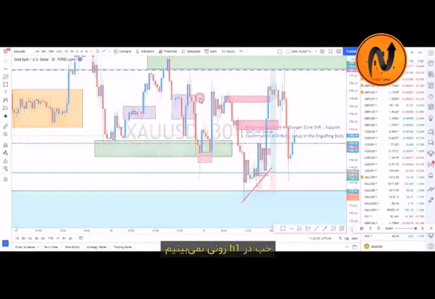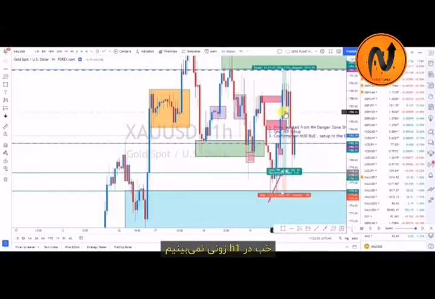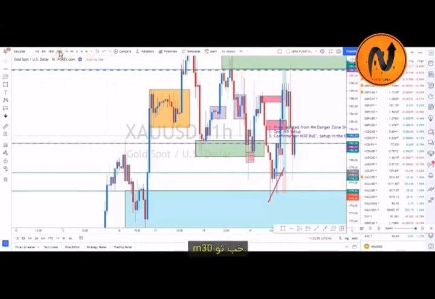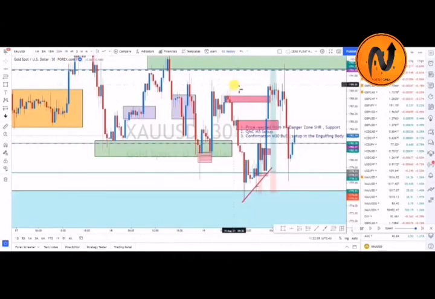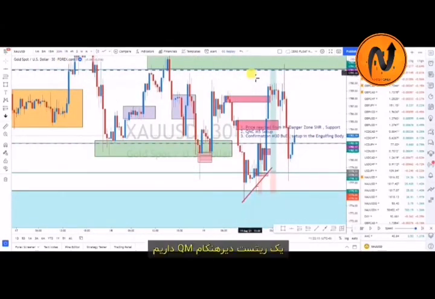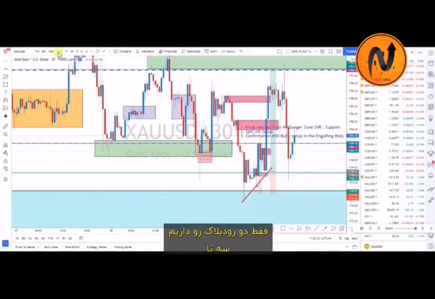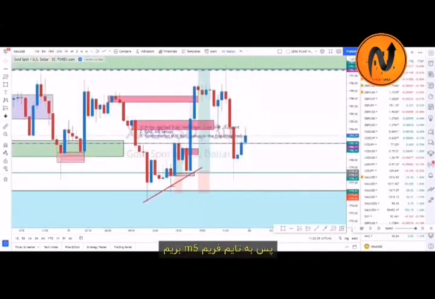So on the H1, if you see any zone, no, I think that's it. Okay, M30, any more? There's like a QM retest pattern, but this QM has been taken on the H1 time frame, so it's considered high risk once the QM has been taken. So nothing much. So we have only 2 roadblocks, guys, or 3. Okay, 3 roadblocks. So let's go to the M5 time frame.